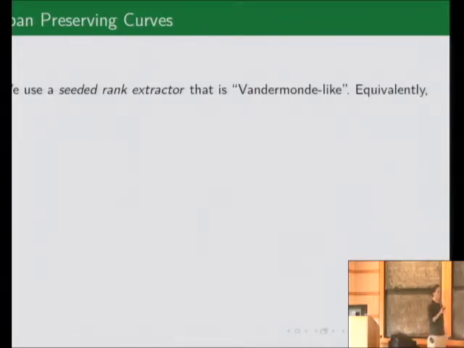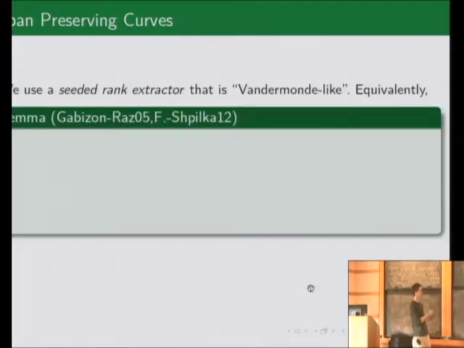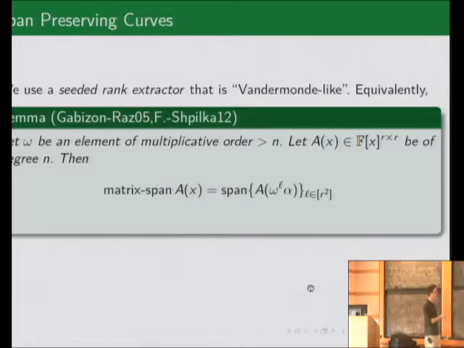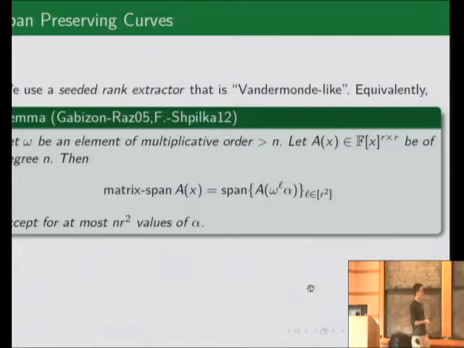All right, so we're going to use a seeded rank extractor, which is Vandermonde-like, so we can't use any rank extractor, but there's two such things, Gabizon and Raz, and then Amir and myself gave a small improvement to this. And it says the following. Suppose you have an element of multiplicative order which is high, and you have some single matrix A which is degree n, and the matrix span of A, which is the span of n coefficients, is the same as the span of r squared many evaluations at these carefully chosen points, omega to the L times alpha. And this will be true except for nr squared values of alpha.